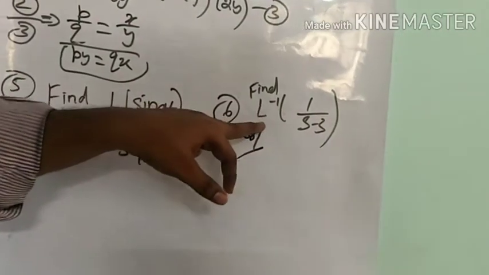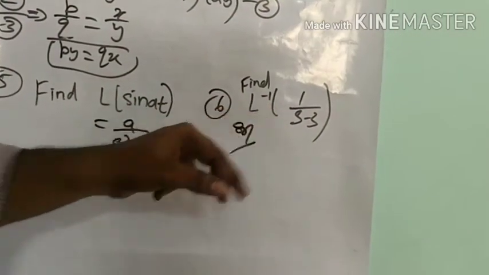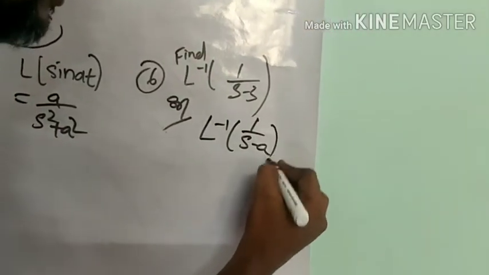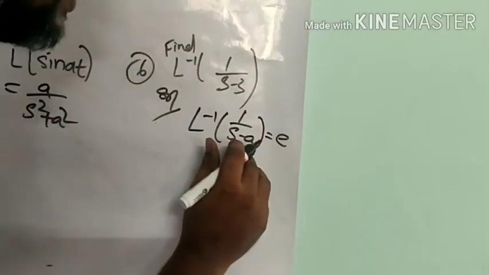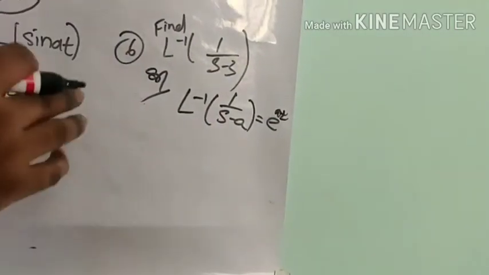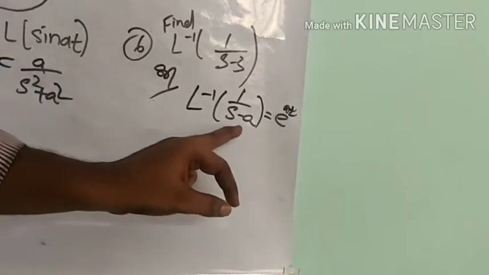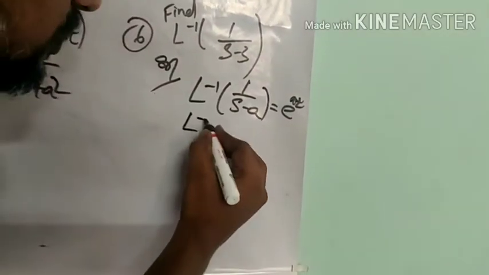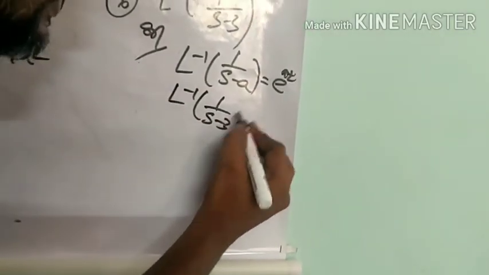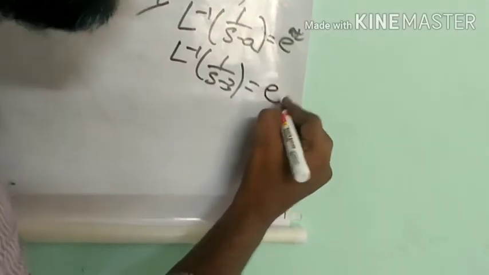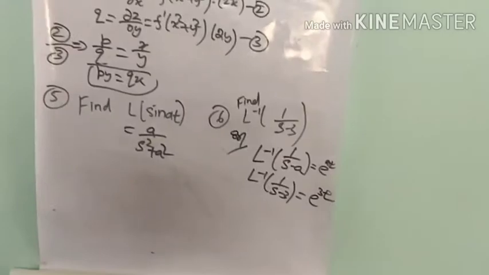Okay. Now the sixth is also based on Laplace. It is the inverse Laplace transform, that is L inverse of 1 by s minus a. The formula is nothing but e power plus at. That is, the reverse process is our inverse Laplace transform. Use this formula. The question is L inverse of 1 by s minus 3. So in place of a, what is the value? 3. Substitute here, e power 3t. So this is the answer.